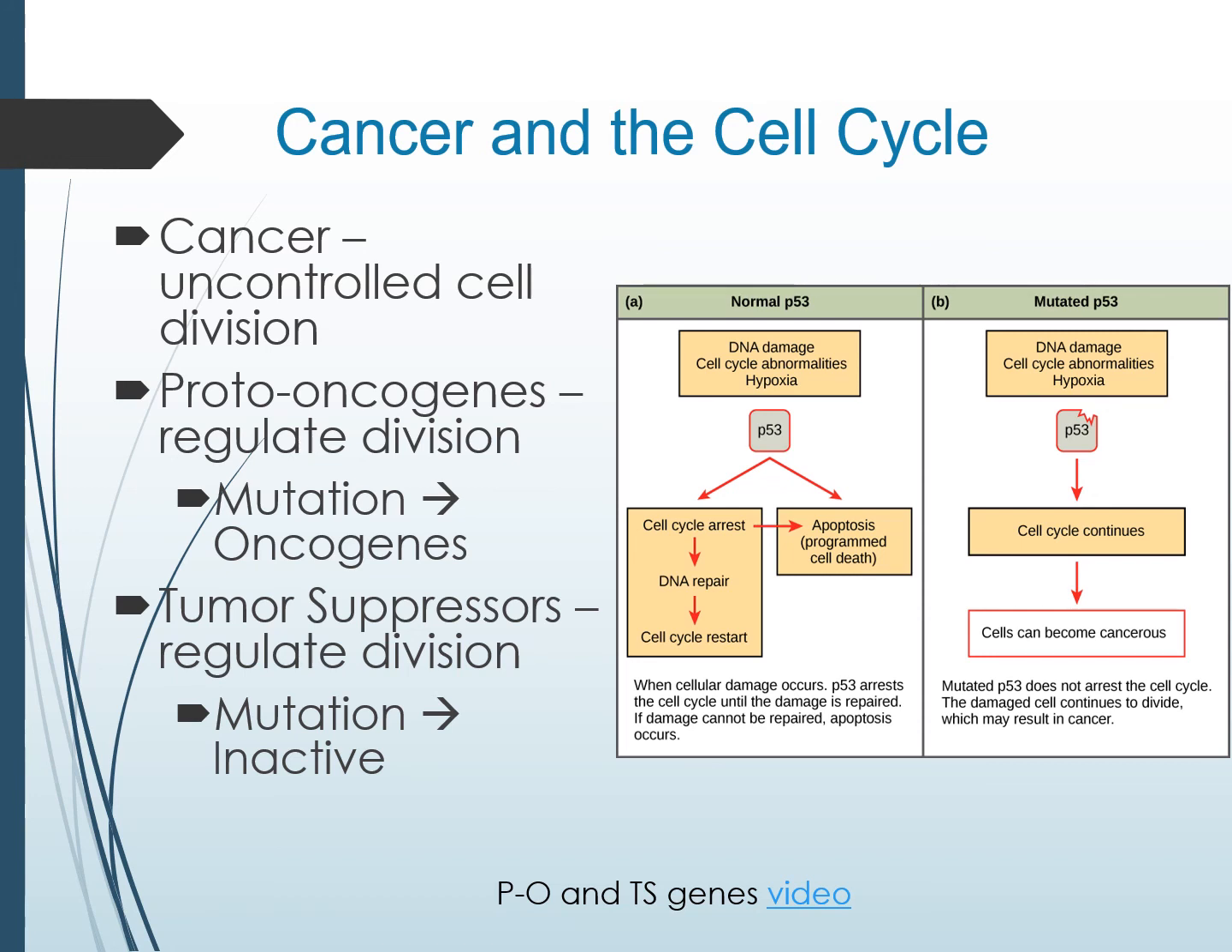But if they fail, they will become inactive, allowing unregulated growth of a tumor. Watch the linked video for an animation of the two types of genes.